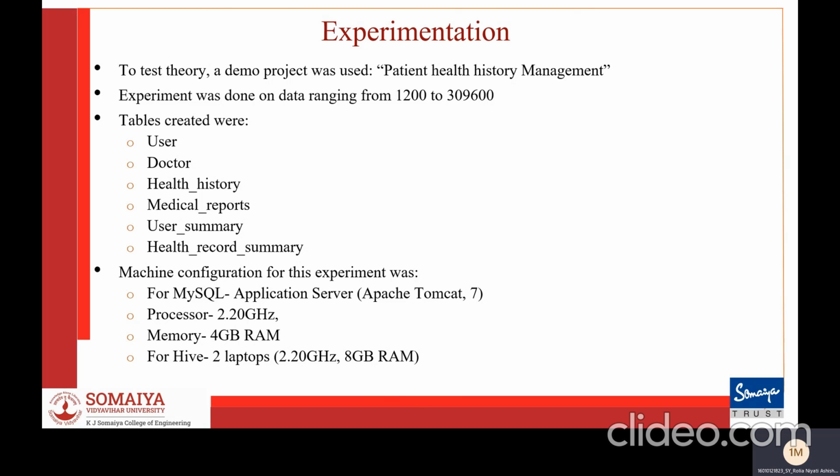For this experiment, the following machine configurations were needed: MySQL application server of Apache Tomcat 7, processor of 2.20 GHz, and memory of 4 GB RAM. For Hive, two laptops of 2.20 GHz and 8 GB RAM were used.